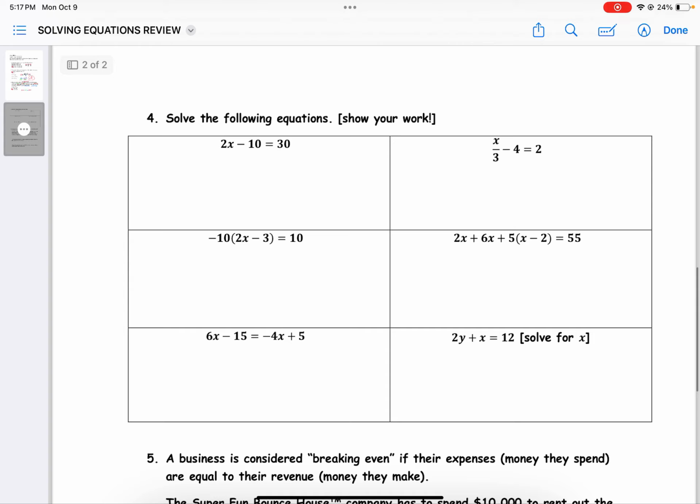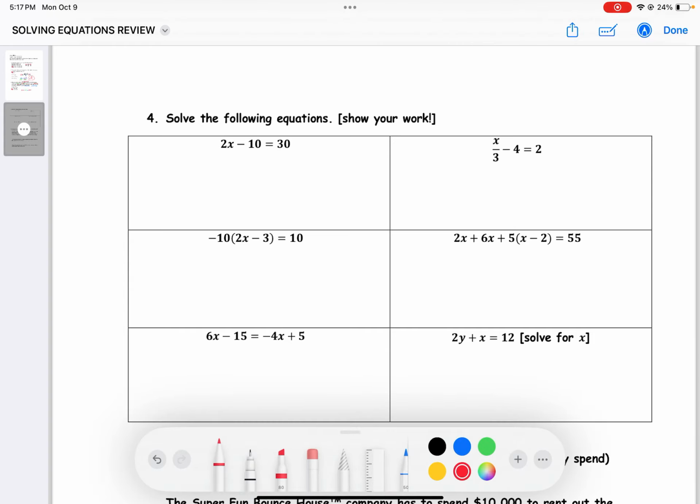Then we get to number 4. You knew this part was coming. Just some good old get down to work and solve some equations. So allow me to walk through these now. This is a 2-stepper. I will number them for brevity's sake. That first one is a 2-stepper, right? So there are 2 things that I have to do.